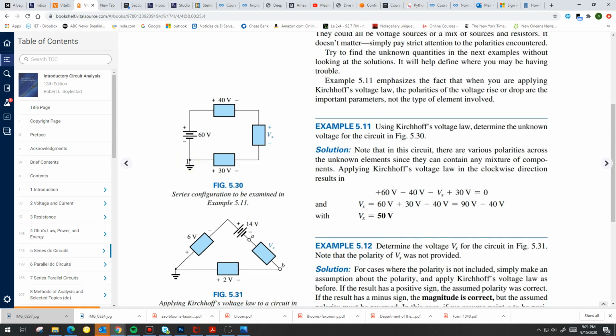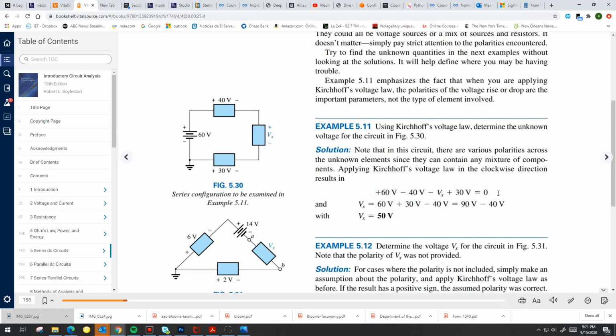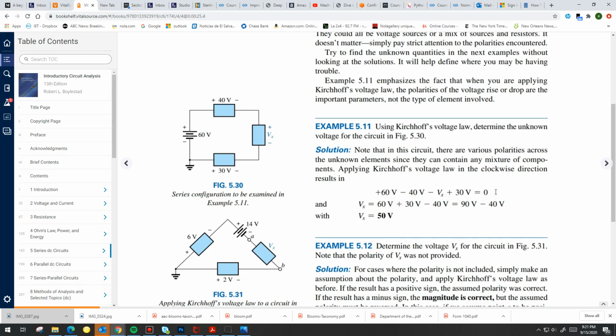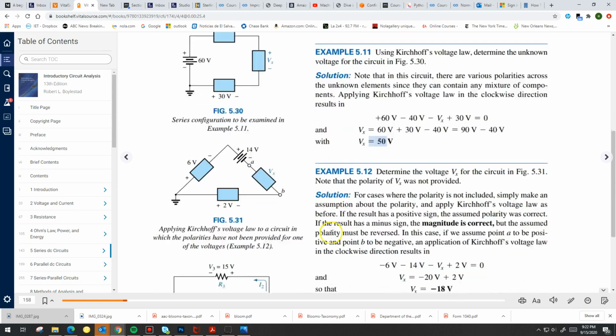I don't want you to get the idea that you should always start from the ground. You can start from any point, okay? But let's just assume we start from the ground here and go up clockwise. So I have a gain of 16 volts, a drop of 40, a drop of Vx, and a gain of 30 volts. And this is represented by this equation. They all should be equal to 0 by KVL. So 60 minus 40 minus Vx plus 30 equals 0 volts. And then I just solve for Vx. Right? The rest is just a simple equation. So Vx is 50 volts.